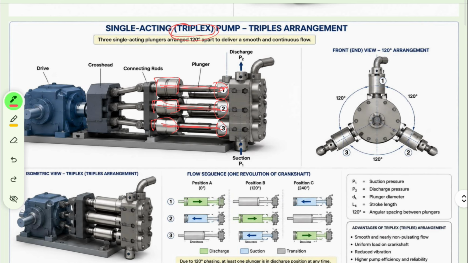Why do we require a 3 cylinder if we already have a 1 cylinder or 2 cylinder? What is the purpose of using a 3 cylinder? The purpose of using a 3 cylinder is if we require more discharge, right?